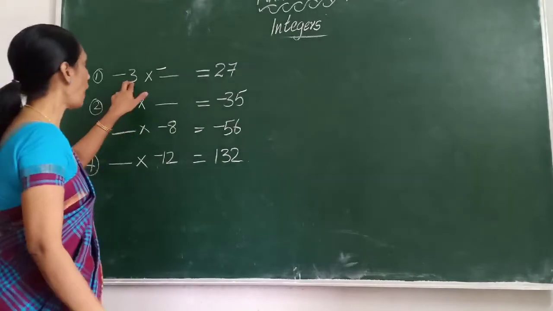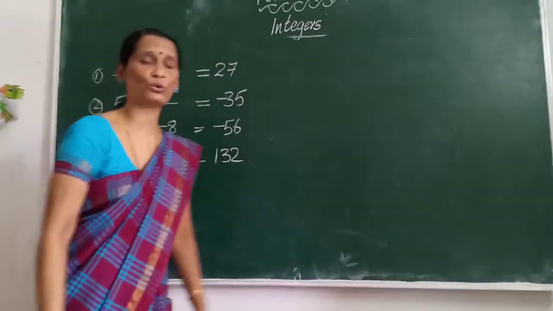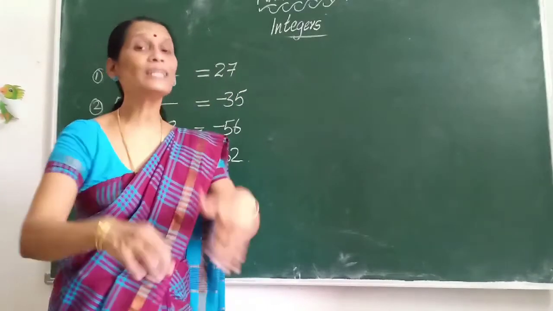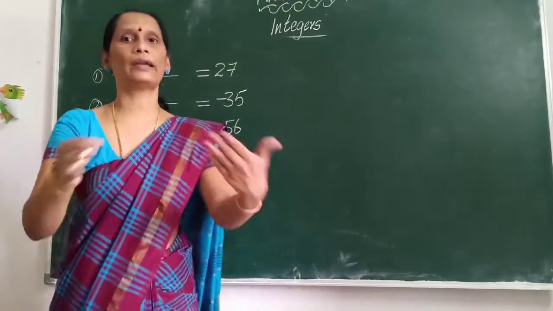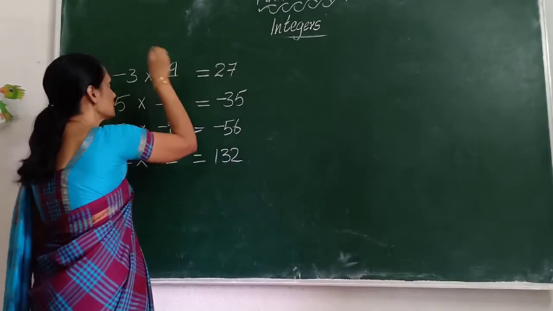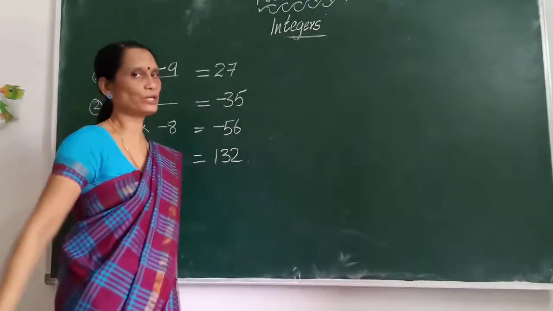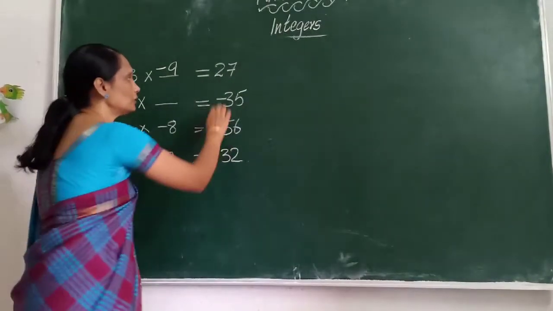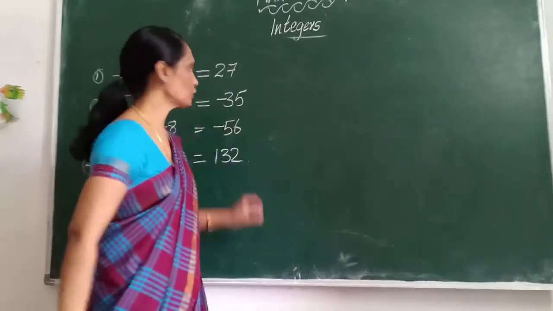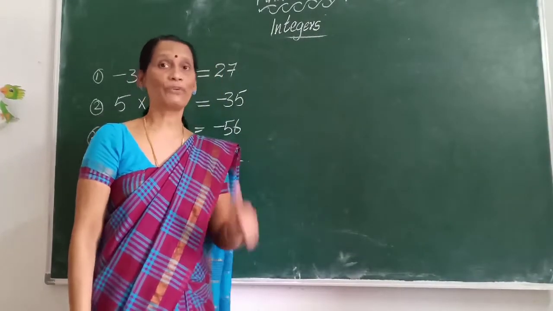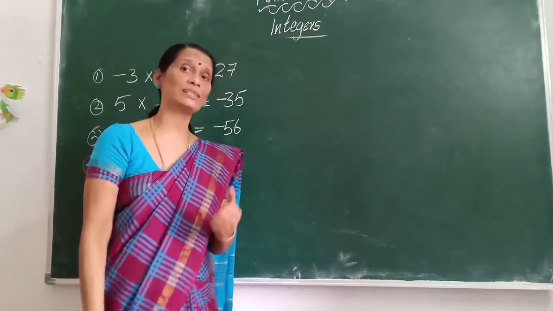Now we know how many 3s make 27. You know the table of 3. Multiplication table of 3, you know. How many 3s make 27? 3 9s are 27. Okay, so the answer is minus 9. Okay, got it? How to do it? See now, 5 into dash equal to minus 35. So the product is negative. So when will we get a negative product?